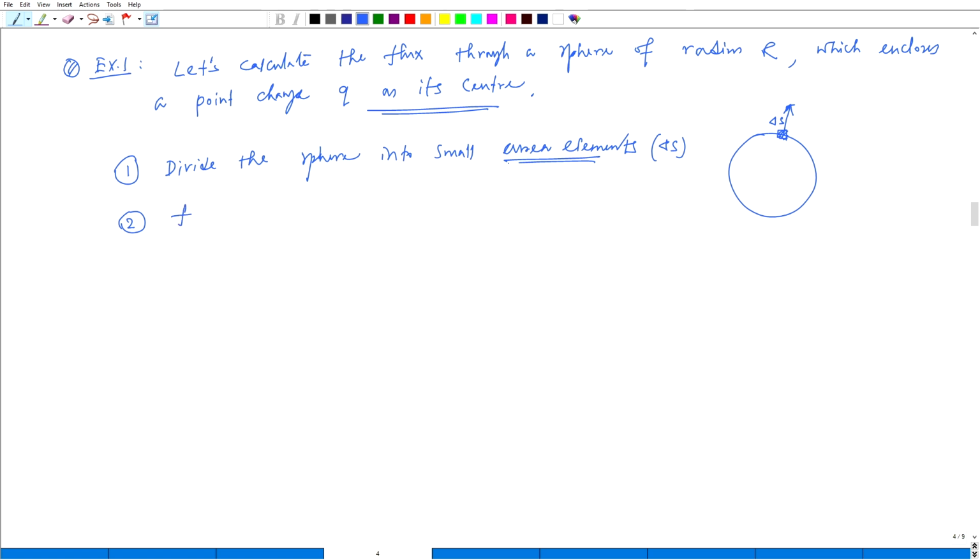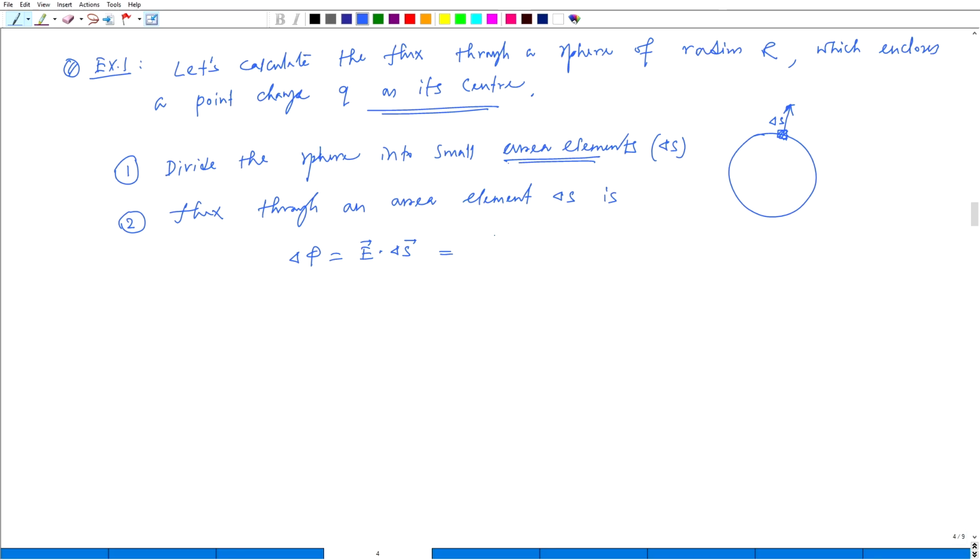We know that the flux through area element delta S is defined as delta phi equals E dot delta S. The main reason we consider a small area element delta S when we define the flux is that we consider the electric field to be constant over the surface. Otherwise this concept is not valid.